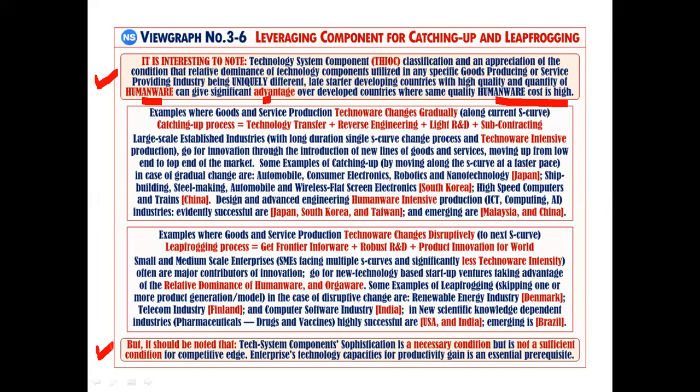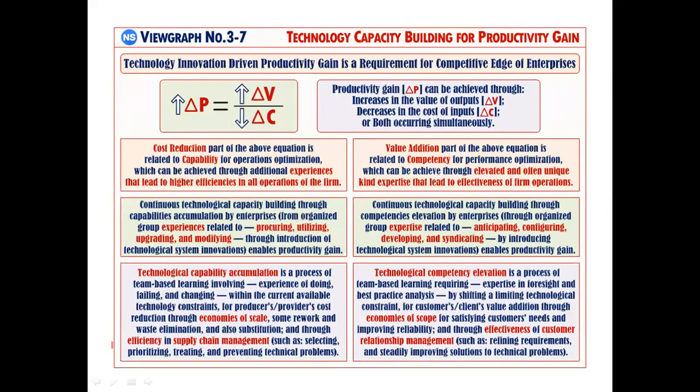So I'm going to go into the technology productivity gain. Productivity gain is very simple. Productivity P is value V over cost C. So delta P is delta V over delta C, but an increase in delta P happens if delta V goes up, delta C goes down, or both happen together.